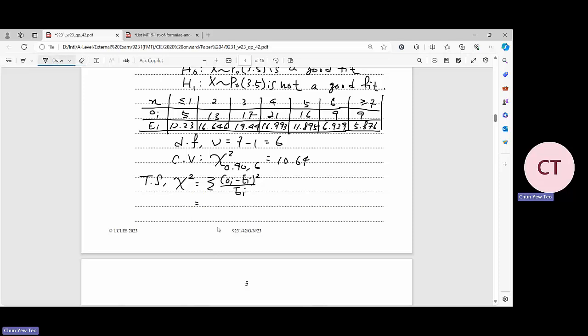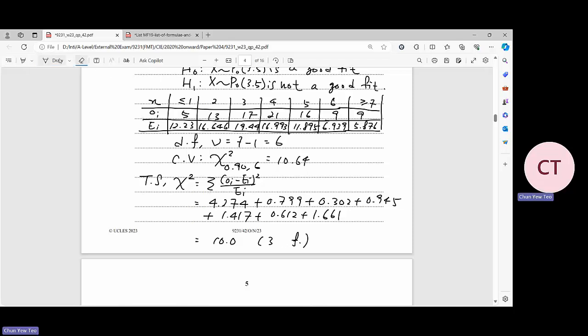Over here, my results will be 4.274, 0.799, 0.302, 0.945, 1.417, 0.612, and 1.661. You add them all up together and you will get 10.0 to 3 significant figures. If you round it to 3 significant figures, you will get 10.0. So this is your test statistic.